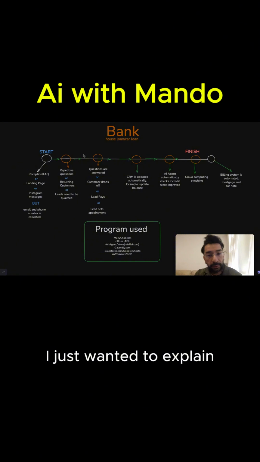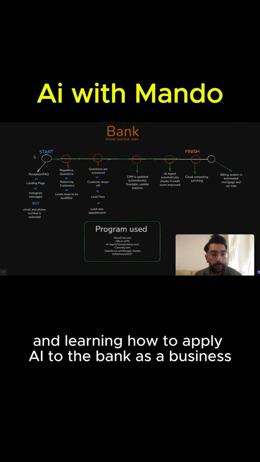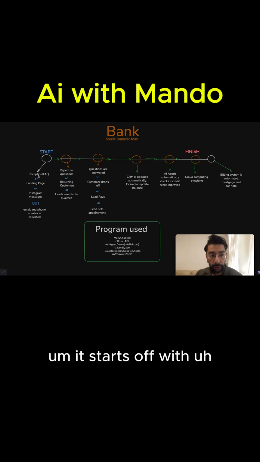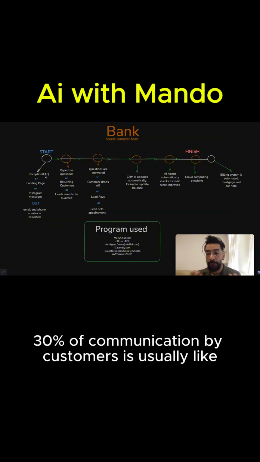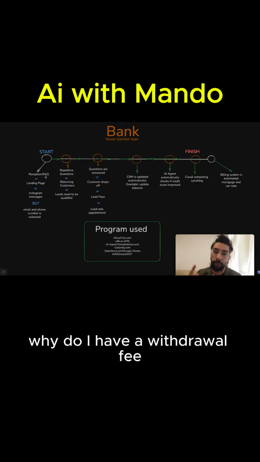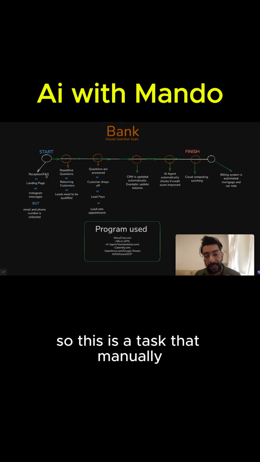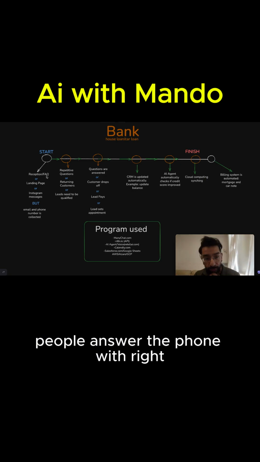I just wanted to explain the timeline of this. So if we're using the bank example and learning how to apply AI to the bank as a business, it starts off with frequently asked questions. At a bank, let's say 30% of communication by customers is asking about withdrawal fees, right? Why do I have a withdrawal fee? Can you remove it? Blah, blah, blah. This is a task that people manually answer the phone for, right?